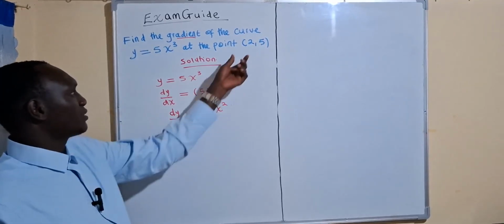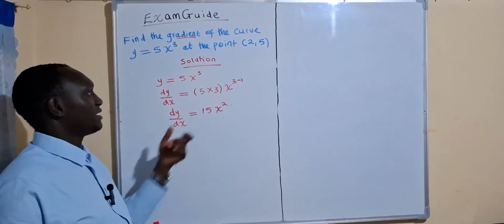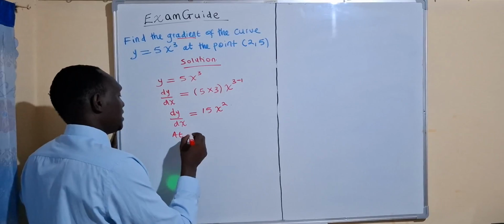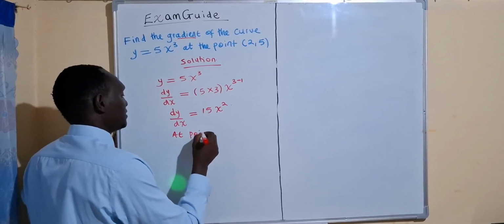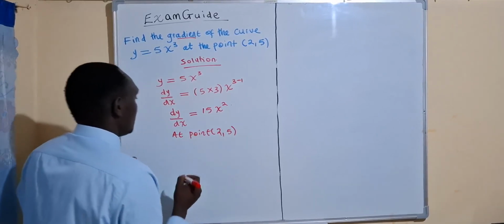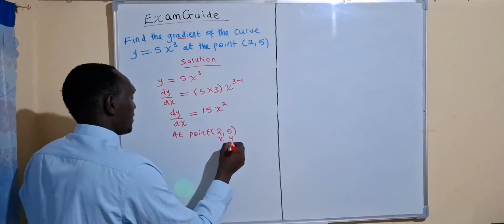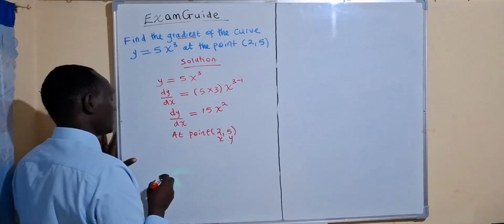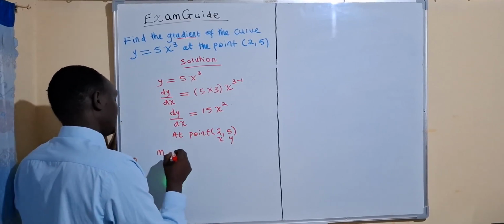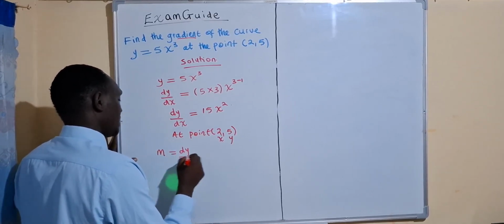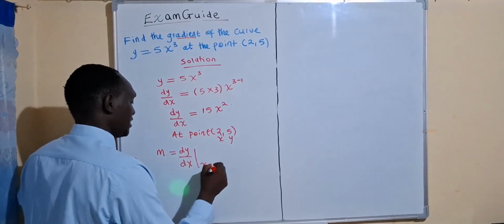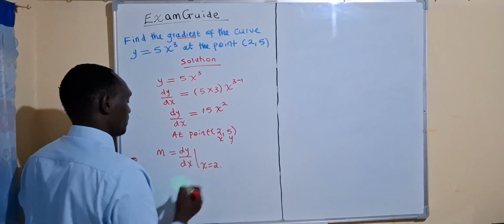Now for us to get the gradient of this curve at this point, we shall just say at point (2, 5), this is the value of x and this is the value of y. So if we are getting the gradient here, the gradient just becomes dy/dx, but at the point when x equals 2.